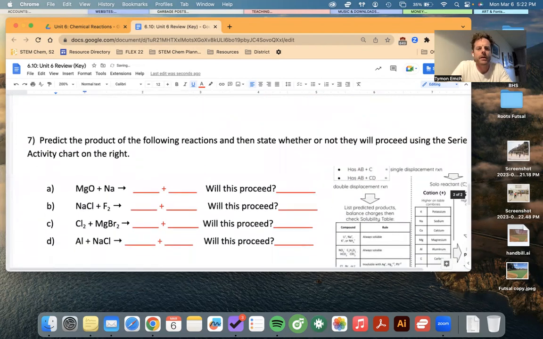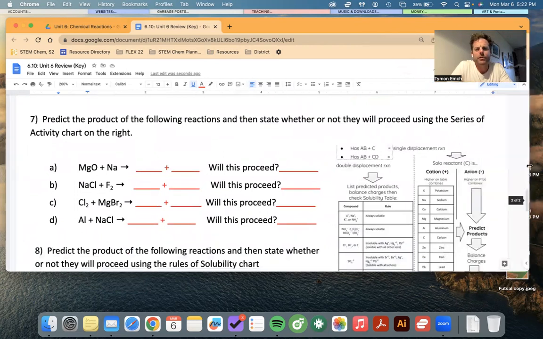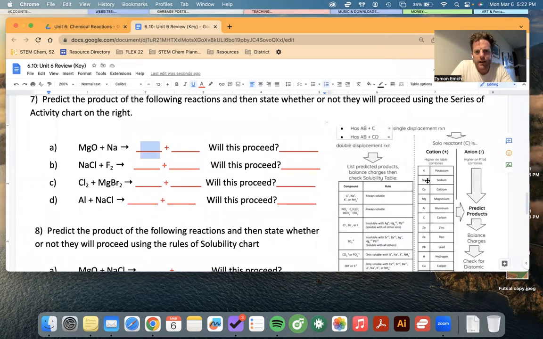Cool, cool. All right, so now what we're going to do is the same thing, but we're going to see whether or not these reactions will proceed using this table over here. So Na is going to attack the MgO, and so it's going to see, is Na higher than Mg? Yes, it is. Na is higher than Mg. So what happens is it's going to take its spot. So it looks something like that, and now Mg is all alone, and will this occur? Yes, because Na is above Mg, so it has the power to knock it out.